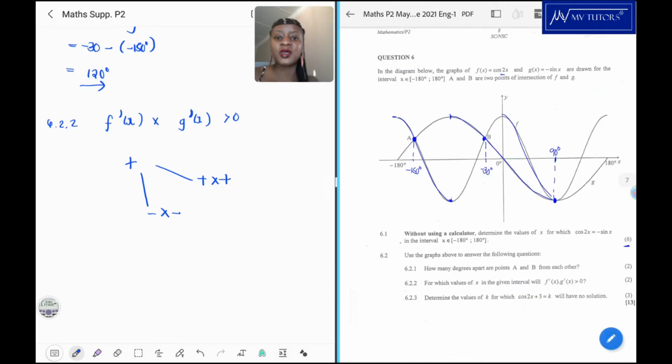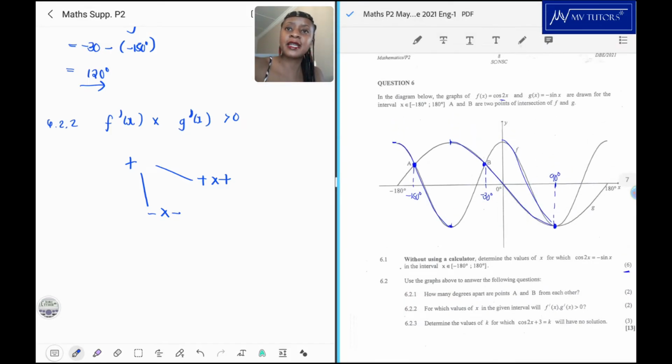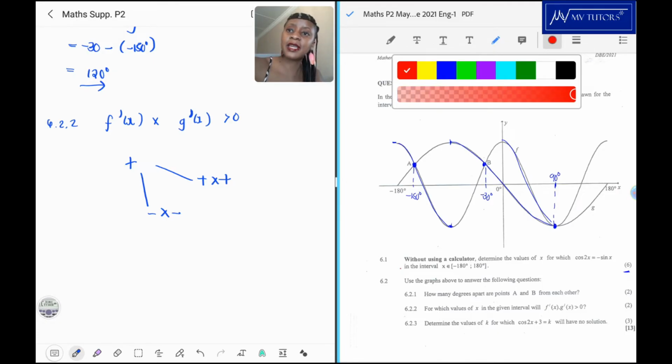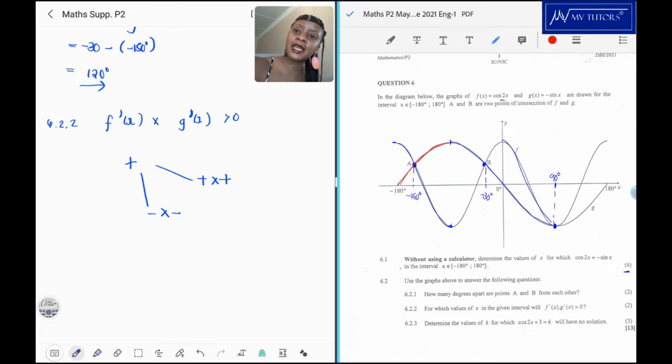Now if I'm looking for the positive gradient, I'm just going to choose a different color. The positive gradient for g will be here. And again we go there where it becomes 0 at x equal to 0 degrees. It goes positive again. If you want to know which is a negative gradient and which is a positive gradient: if from left to right you are going up, then it is positive. If from left to right you're going down, then it's negative.